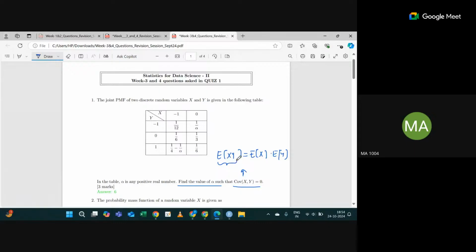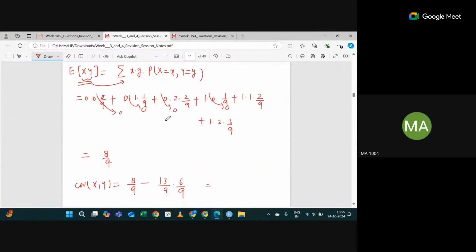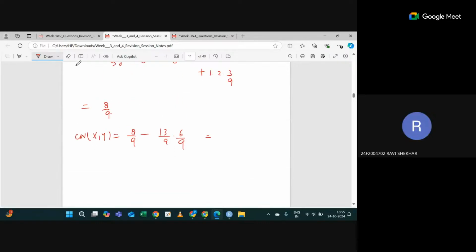So you have to calculate this part, this part, this part, and then equate, and whatever the value of alpha will be, it's a 6. Okay, we will see once we finish the concept. You can see the question is related to the concepts only, whatever concept we have.